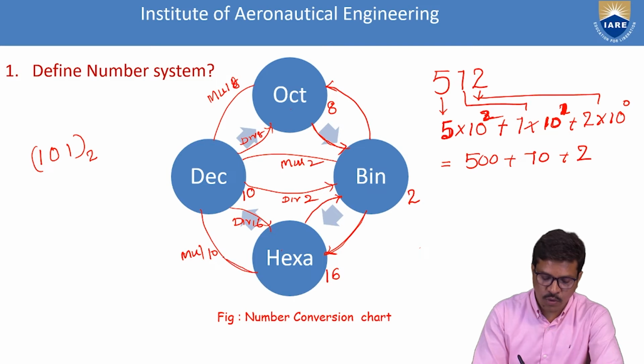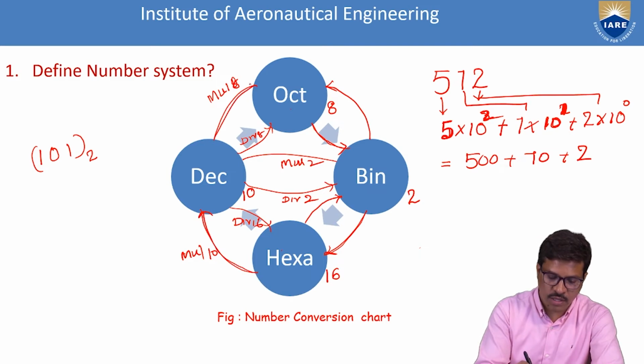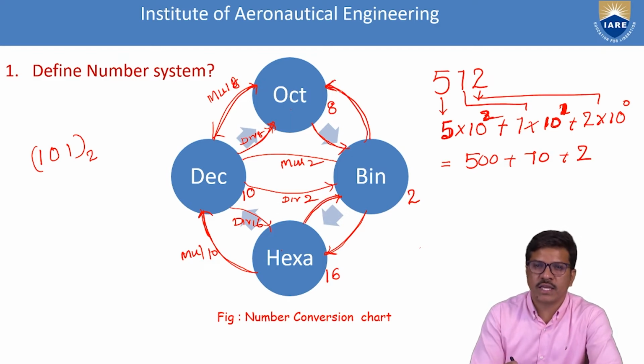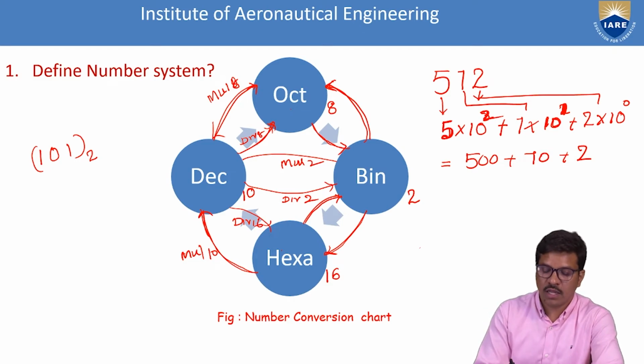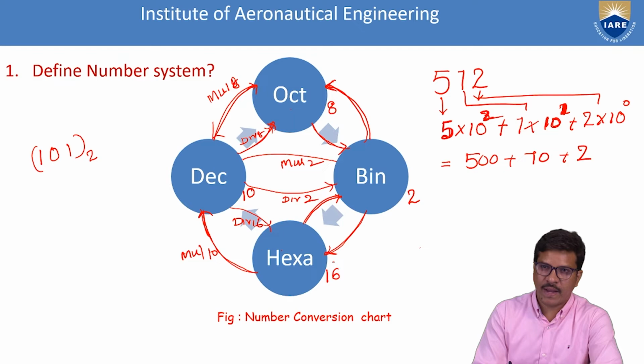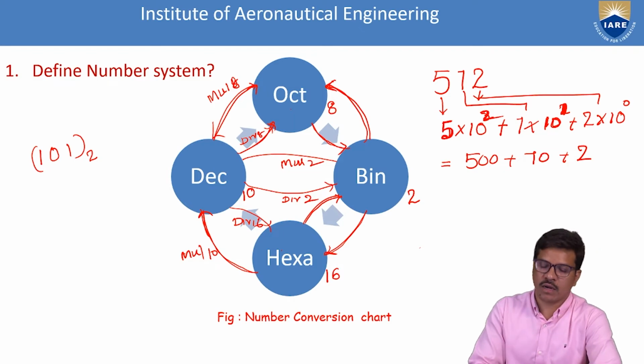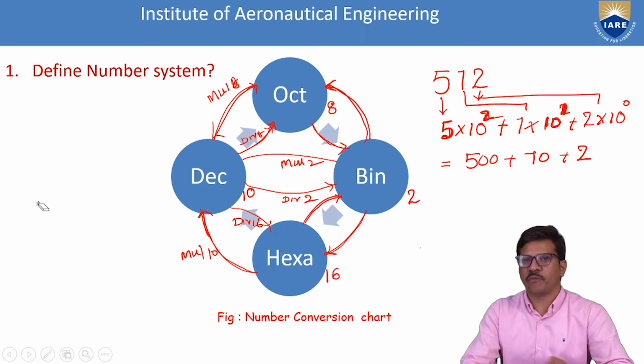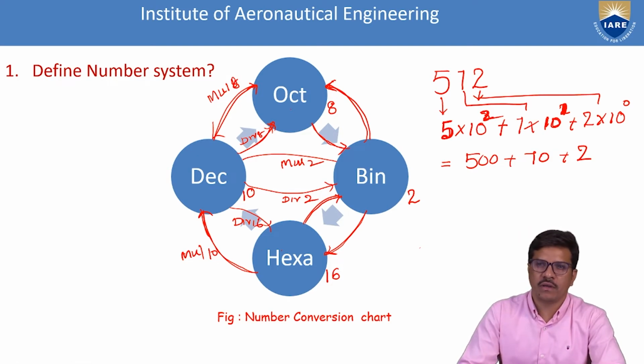So we will go through one of these paths. First, convert the given hexa number to decimal, then convert it to octal. Otherwise, convert the given hexa number first to binary, and then convert that binary number to octal. This way, from the given number system, you can find any number system from any number system.